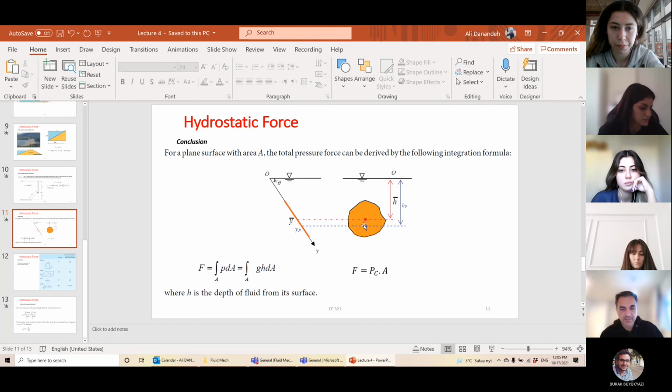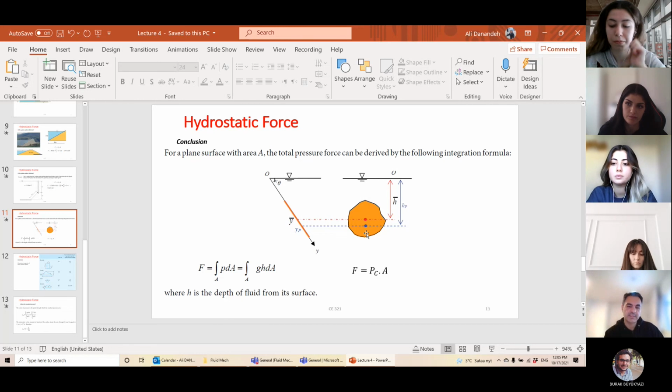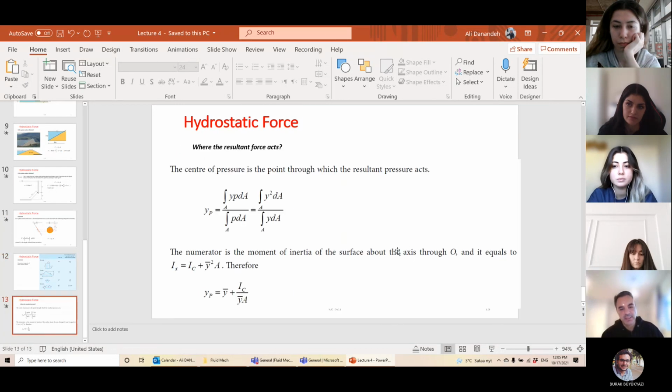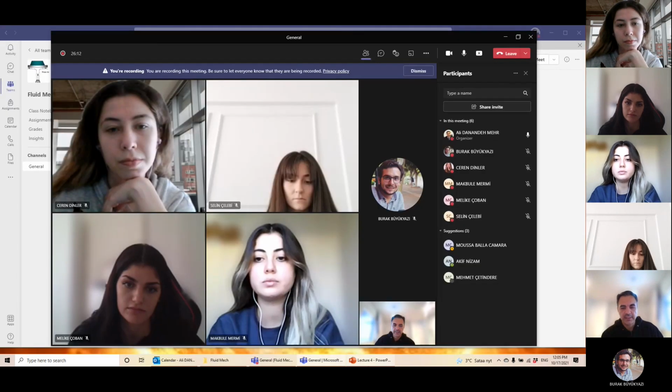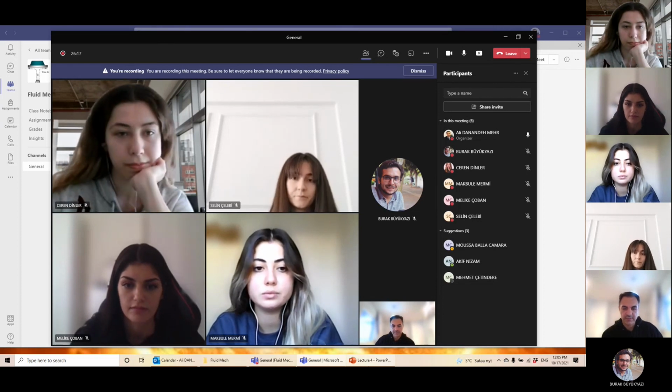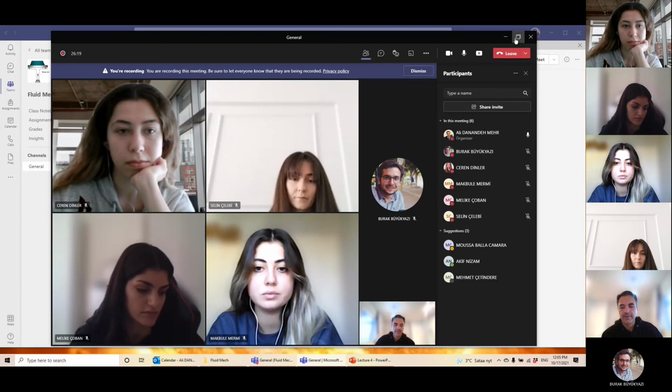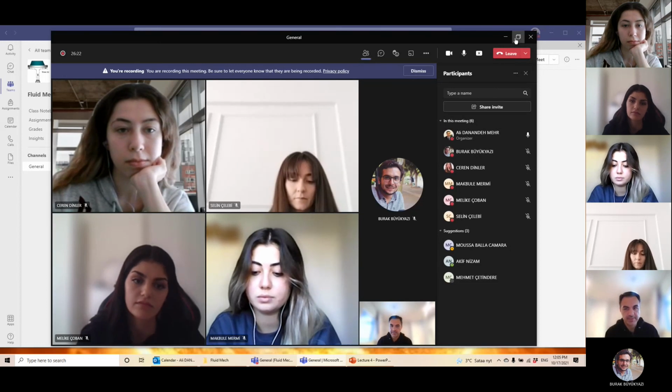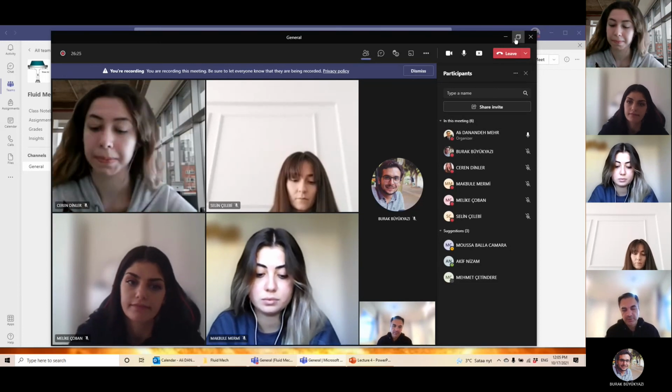The fact is, from now we say the center of pressure is always below the gravity center or centroid, and this is the topic for our next lecture. I will talk about how we can find the place of the resultant force acting on submerged planes. Okay, that's all for today.